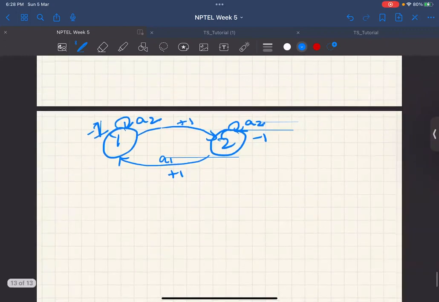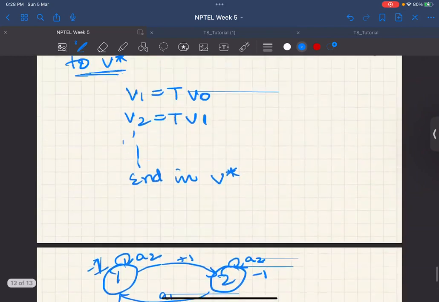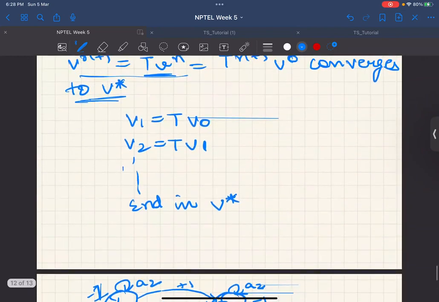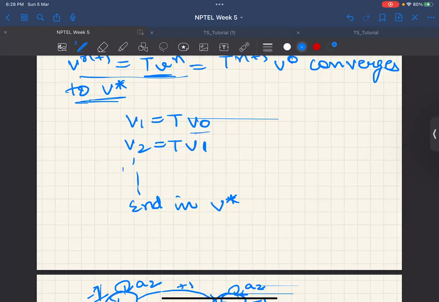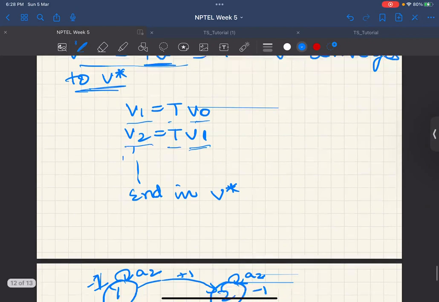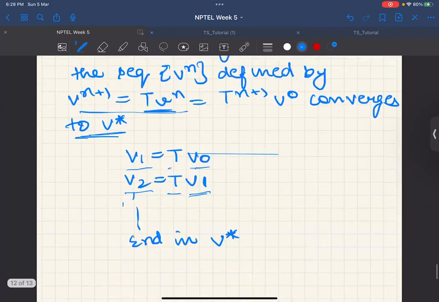What I'm saying is, if I have V0, applying T into V0, I'm going to V1. Then applying T into V1, I'm going to V2. And at the end, we'll go to the V star here.